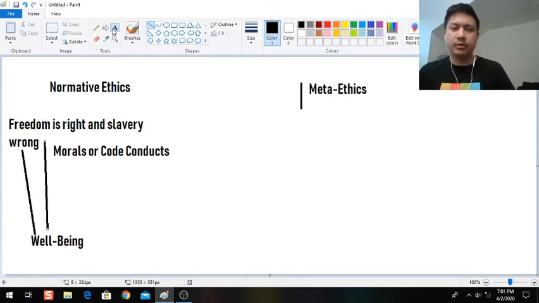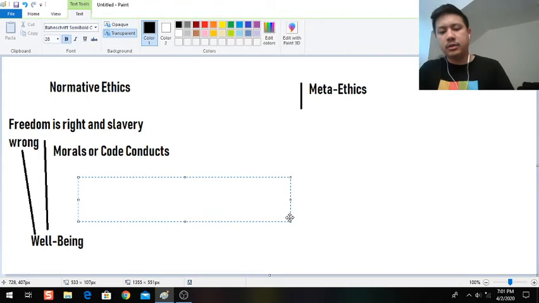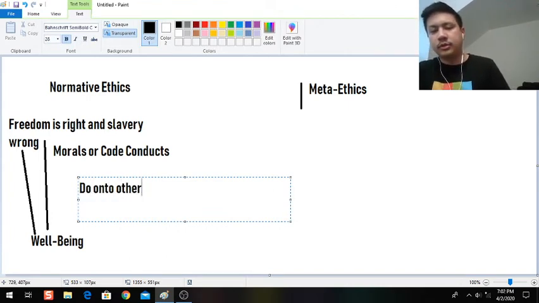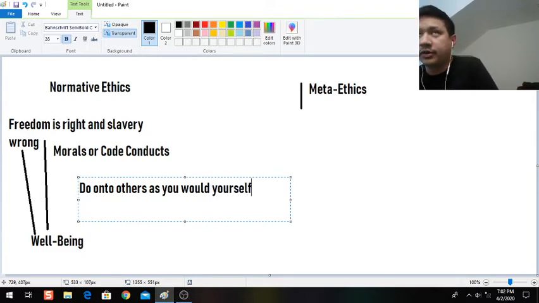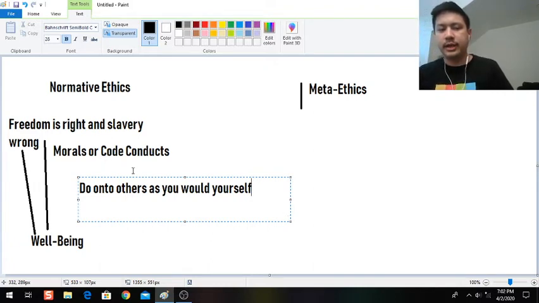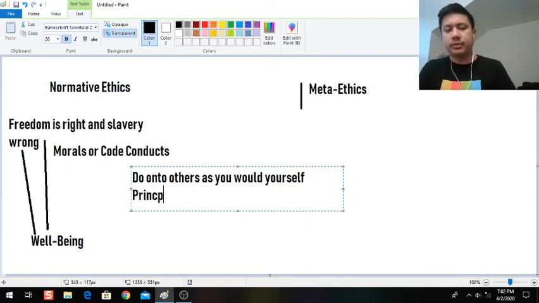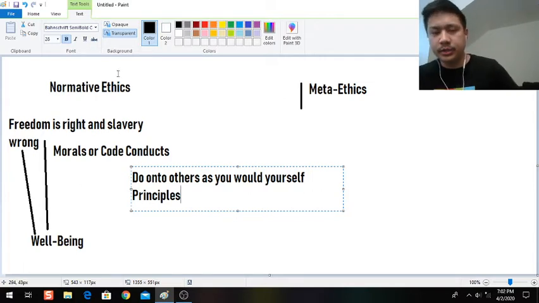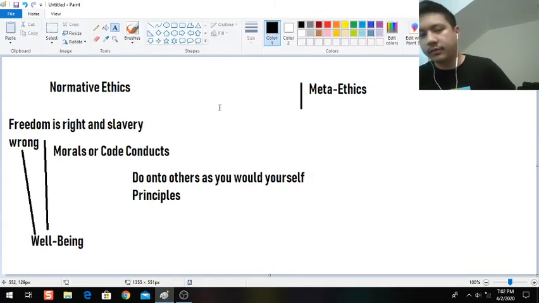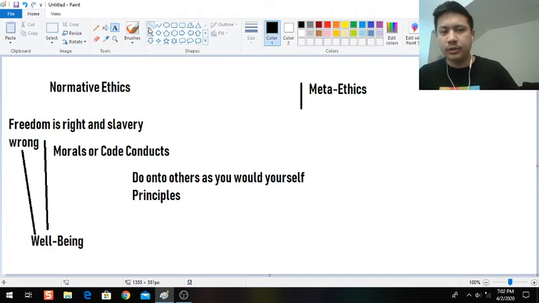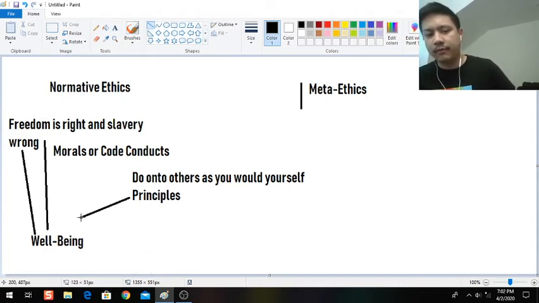So what are principles? You may have heard a principle like the golden rule: do unto others as you would have them do unto you. That's kind of a paraphrasing of principles. Principles actually give rise to morals as well. You can bring about morals from statements like "do unto others as you would yourself" as a principle. And so when you have principles, you can have morals from here as well. But ultimately, the golden rule is a principle derived from well-being.